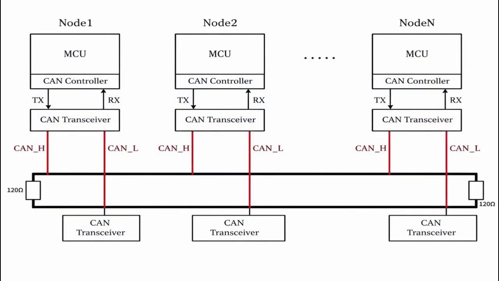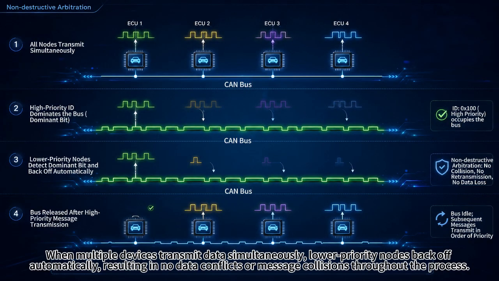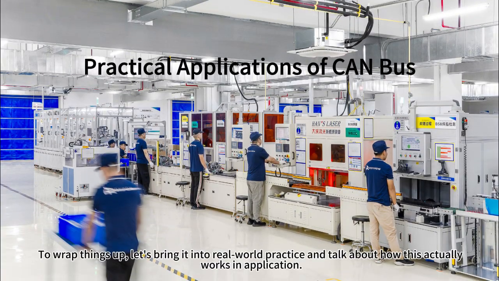CAN's core advantage lies in non-destructive bitwise arbitration. When multiple devices transmit data simultaneously, lower priority nodes back off automatically, resulting in no data conflicts or message collisions throughout the process. To wrap things up, let's bring it into real-world practice and talk about how this actually works in application.